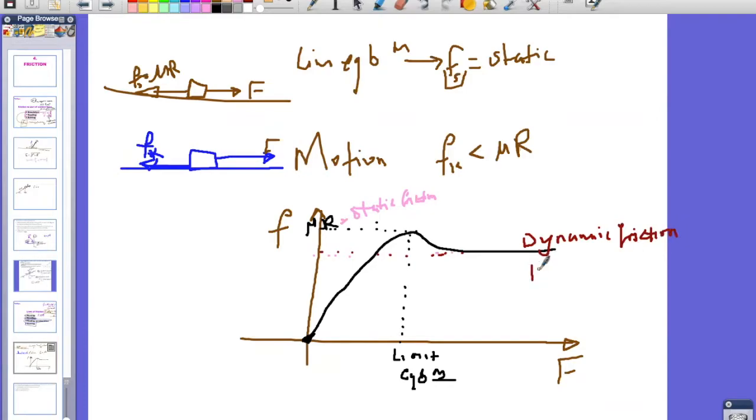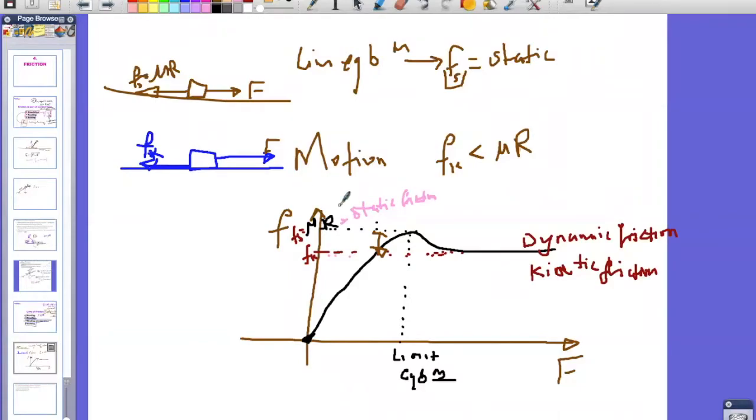Dynamic friction is also called kinetic friction. If you see those words somewhere, you should understand what they mean. So what we are saying is that this kinetic friction, Fk, is a little bit smaller than Fs, which is mu R. But because this difference is so small, we just assume that both are the same in mathematics.